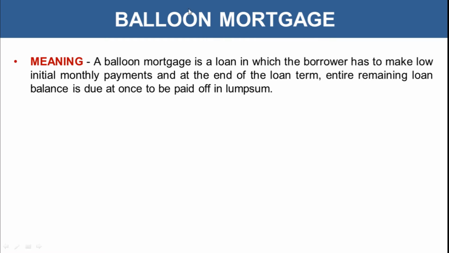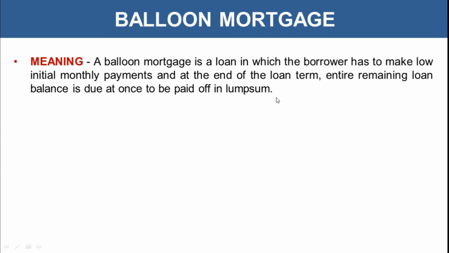Now, why we are referring to this whole concept as balloon, we will understand with the meaning. A balloon mortgage is a loan in which the borrower has to make low initial monthly payments and at the end of the loan term, the entire remaining loan balance is due at once to be paid off in a lump sum. In a normal mortgage loan, your whole loan will be structured with set EMIs to be paid within a time frame of about 20 to 30 years, and it will consist of your principal as well as interest payment.